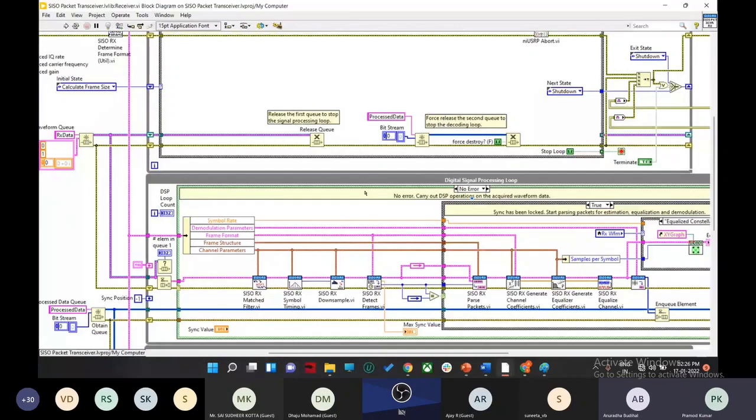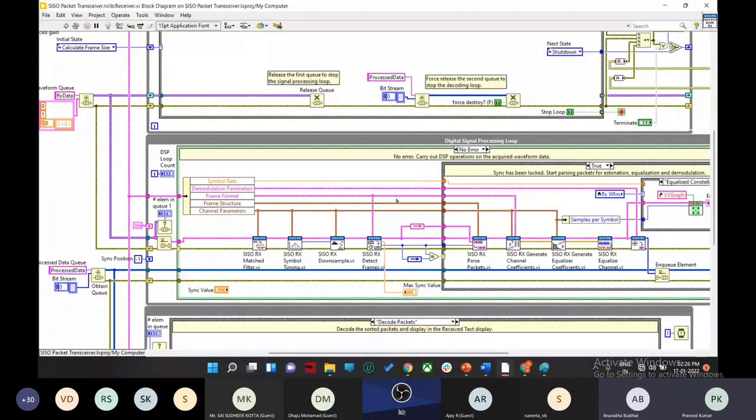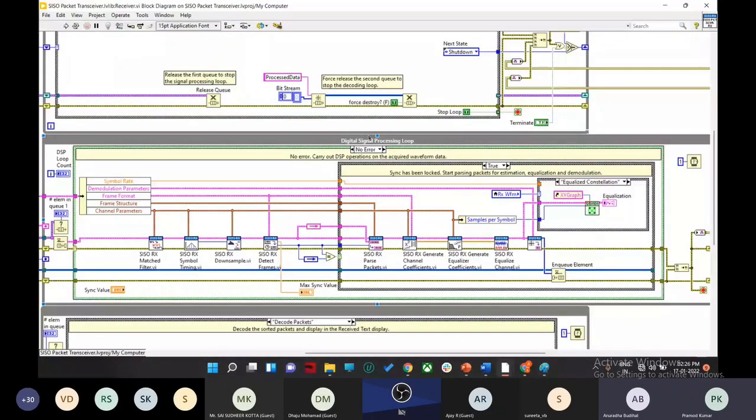As I have told the basic blocks, first we do matched filtering, next symbol timing recovery, then downsampling, and then detect frames. There is a case structure where I have told the packet passing what we do, right?